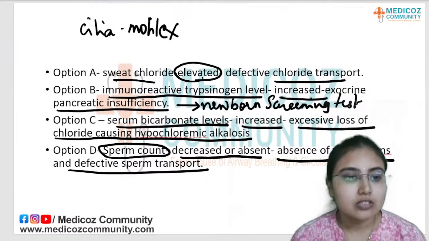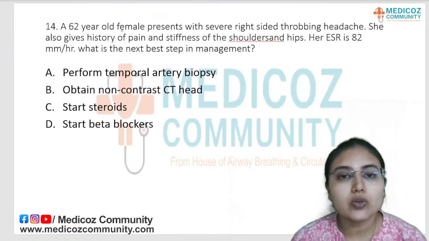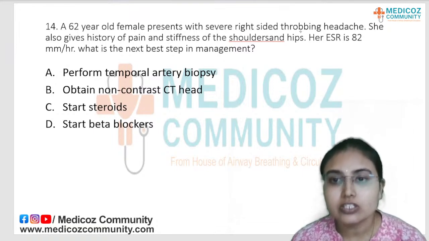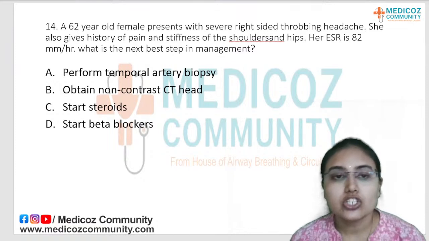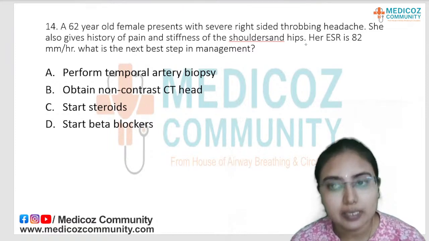So let's go ahead with the next question. A 62-year-old female presents with severe right-sided throbbing headache. She also gives a history of pain and stiffness of the shoulders and hips.